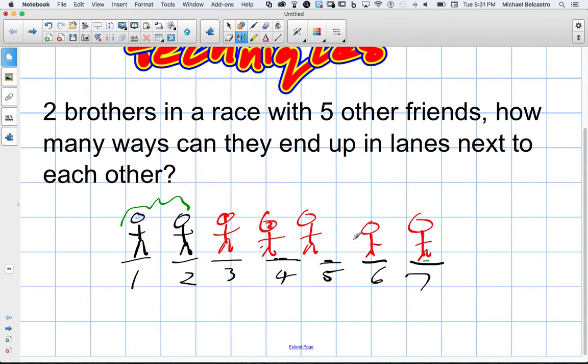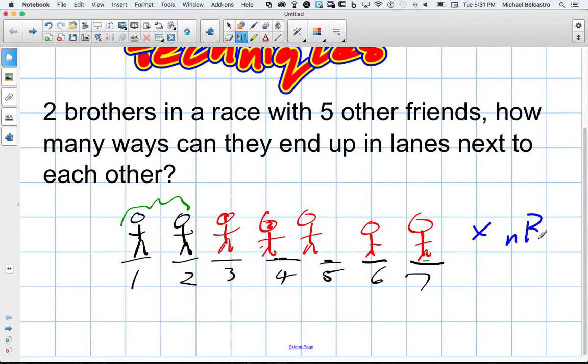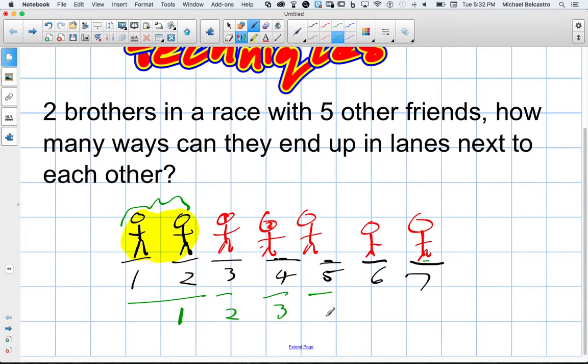When we say that order doesn't matter, then we're no longer working with the idea of permutations, right? Because order doesn't matter here, so we're not using permutations. We're talking about combinations. So what I want us to do is think of the 2 brothers here as just one position. Because they have to be beside each other, that actually reduces our number of lanes. So I'll put in green, that's now lane 1, lane 2, lane 3, lane 4, lane 5, and lane 6.